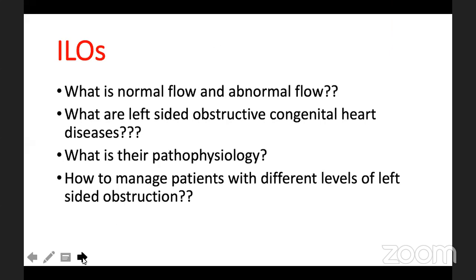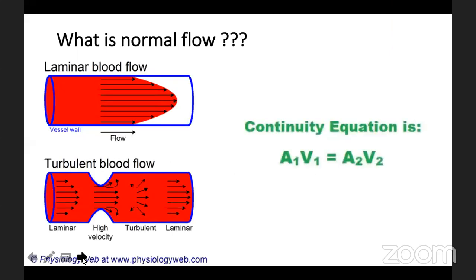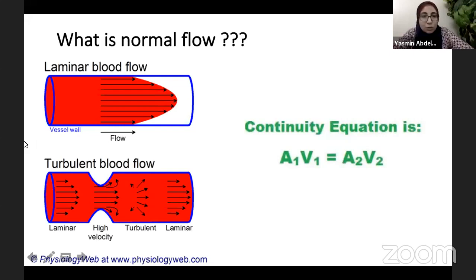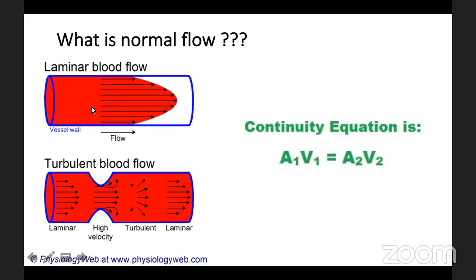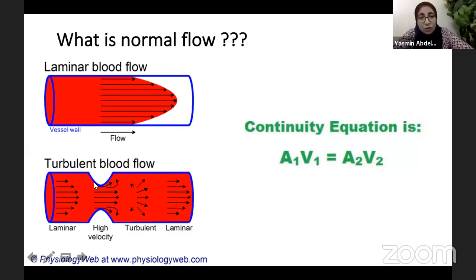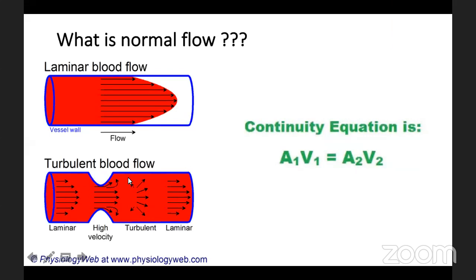Okay. First, I will remind you about what is normal blood flow and what is abnormal blood flow. Normal blood flow is laminar without increase in velocity, with equal cross-sectional area through all points of flow. Once you have obstruction, you will have increase in the velocity, as according to the continuity equation, at each point of flow, the amount of blood flowing is equal.